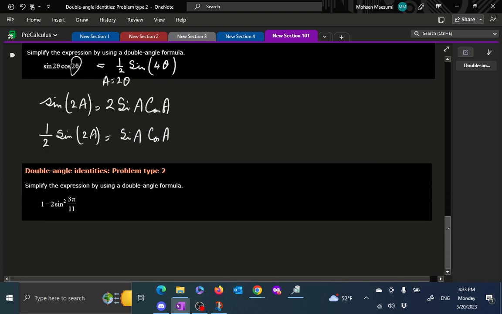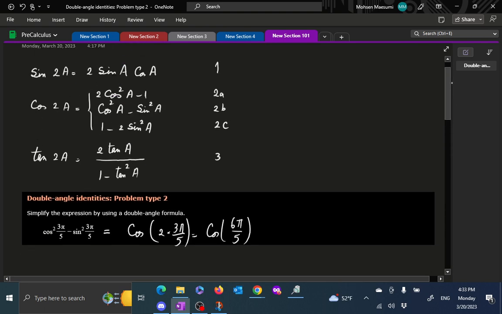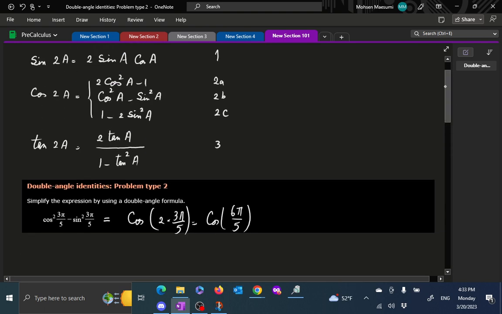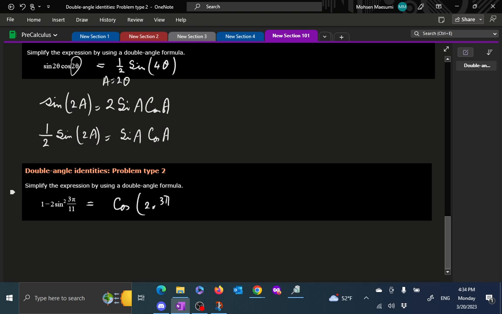1 minus 2 sine square of 3 pi over 11. That is formula 2c, 1 minus 2 sine squared. That becomes cosine of double the angle that you have. You clean it up: cosine of 6 pi over 11. And it's radians, so it doesn't need a symbol. You pick the pi from the palette there, and then you'll be all done.